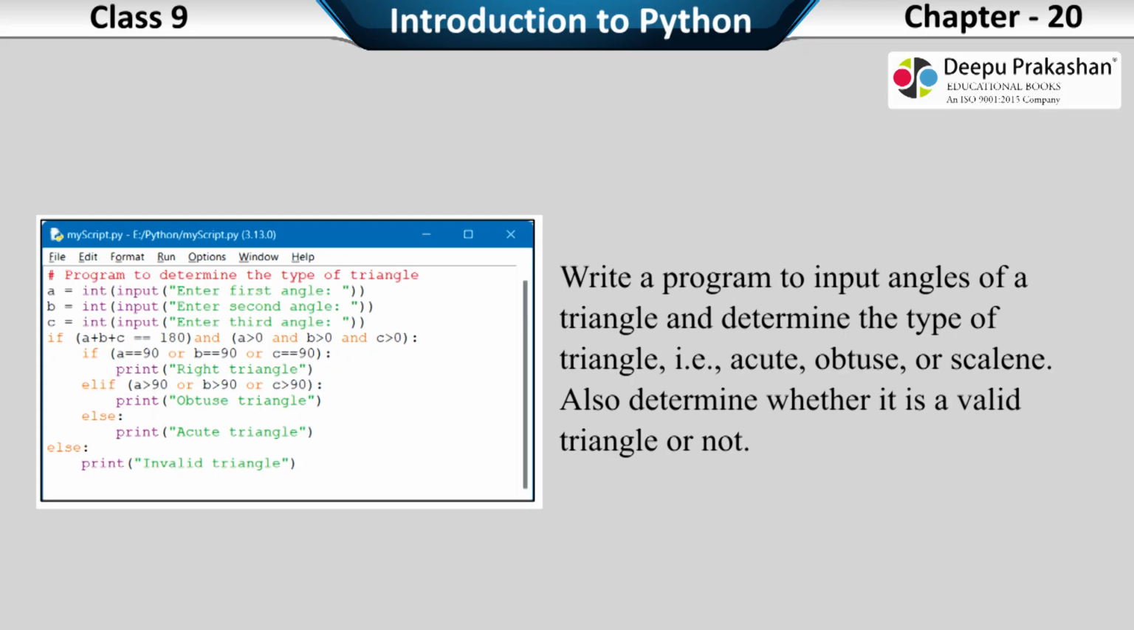Write a program to input angles of a triangle and determine the type of triangle, i.e., acute, obtuse, or scalene. Also determine whether it is a valid triangle or not. Output.